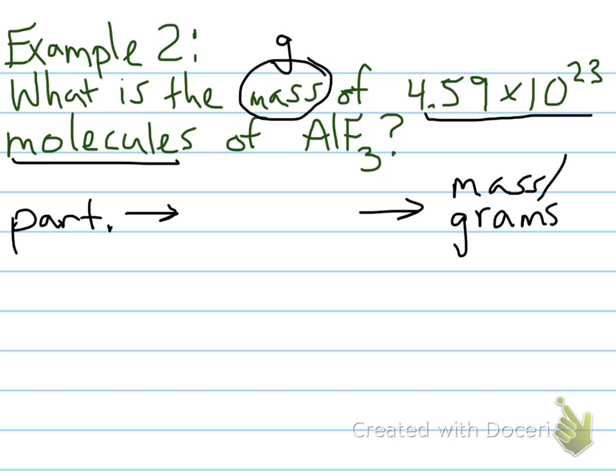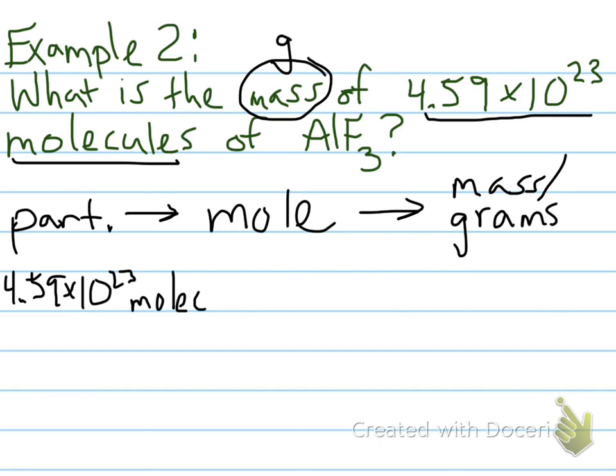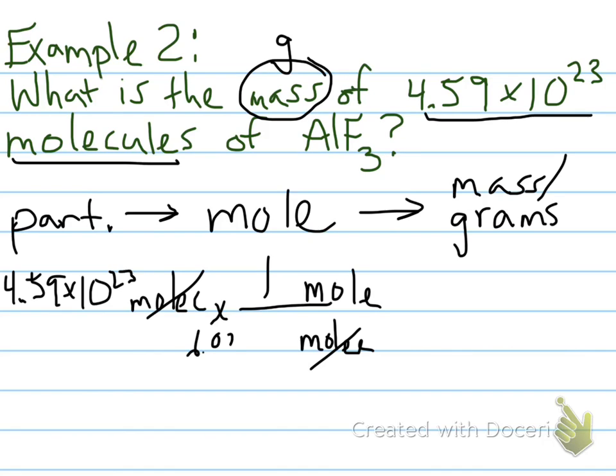Grams are mass. I can't convert directly. I have to go through the mole, because I know how to convert from particles to moles, and I know how to convert from moles to grams, but there's no direct link between particles and grams. So I start with what I'm given, that's my 4.59 times 10 to the 23rd molecules. And I'm going to convert it into moles. So molecules goes on bottom because I want to cancel out my molecules, and moles goes on top. And there's 1 mole for every 6.02 times 10 to the 23rd molecules of aluminum fluoride.